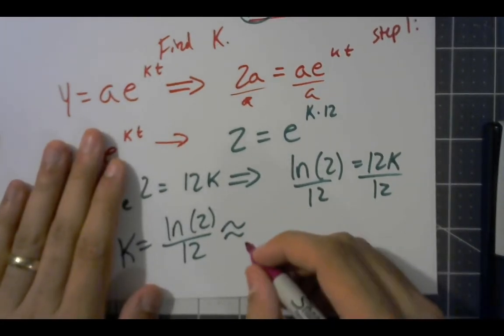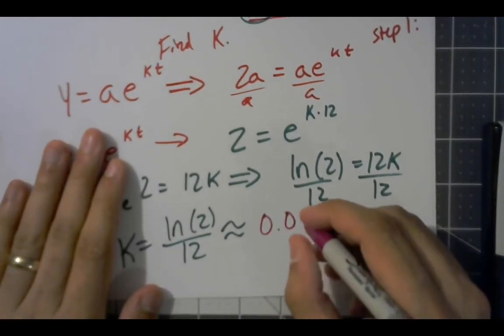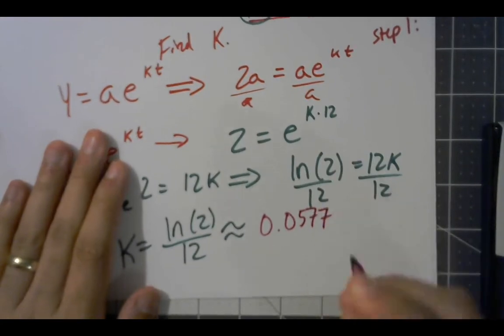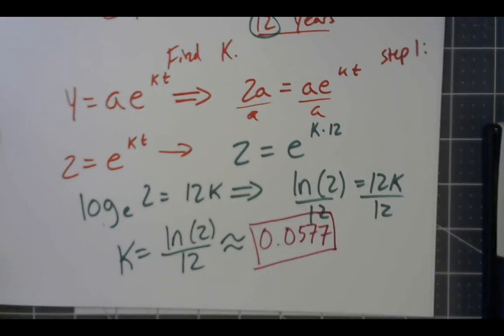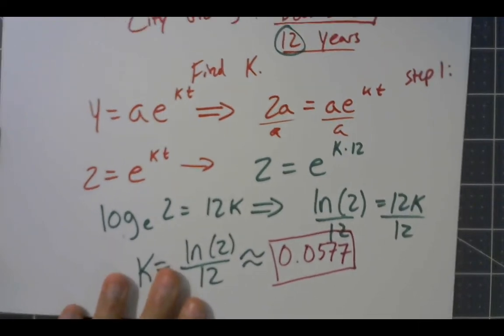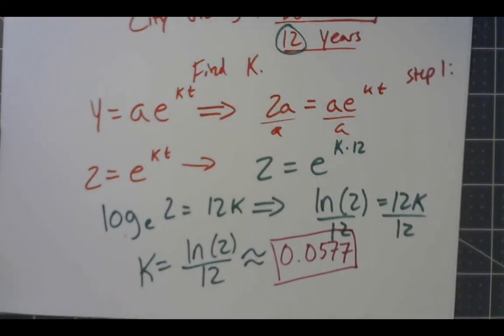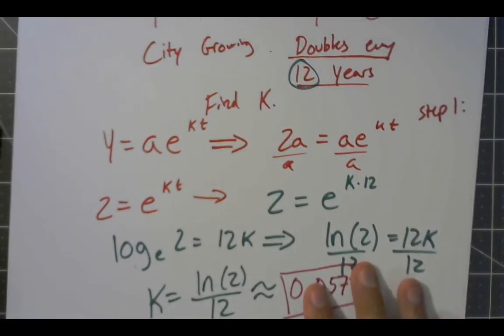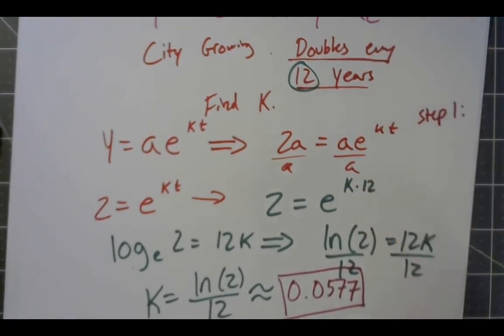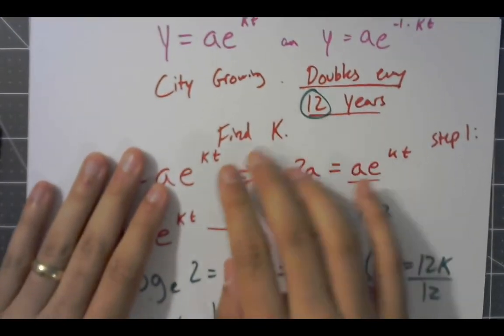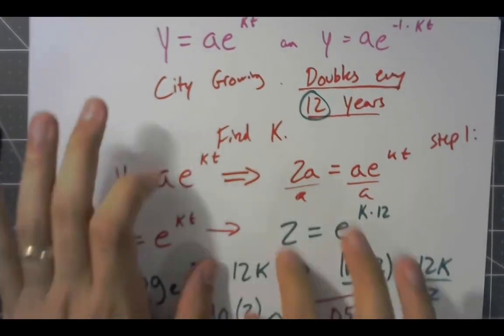I plug that in, and I get about 0.0577. So that's my k. It doesn't really mean anything. It doesn't relate to a real world phenomenon. It's not saying 5% of people do something. It's just a number we'll use to represent doubling every 12 years. So that is what you need to know for continuous growth, honors kids: finding k from this.